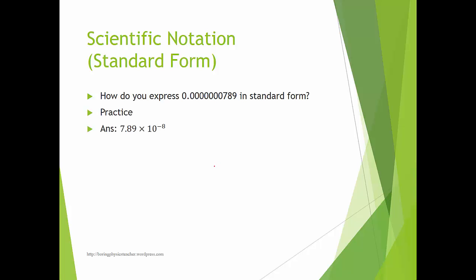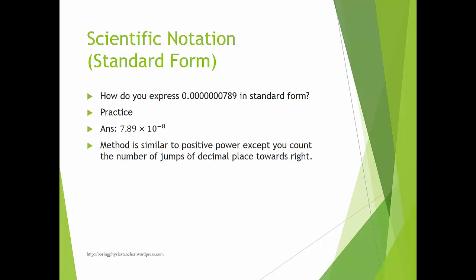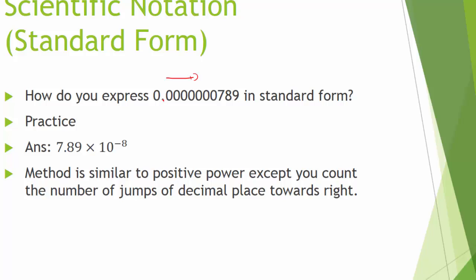The answer will be 7.89 times 10 to the power negative 8. The method is actually similar to positive power, except that this time around you count the number of jumps or decimal place towards the right. So in this case, the decimal place is over here. You need to make it 7.89, a number that is in between 1 to 10. 1, 2, 3, 4, 5, 6, 7, 8. So 8. But this time round, since it's moving towards the left, it's negative. Then it's 10 times 7.89.